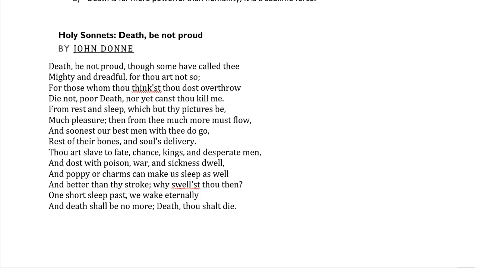Death, be not proud, though some have called thee mighty and dreadful, for thou art not so. Okay, this is clearly an idea here, isn't it? Some have called thee mighty and dreadful, but thou art not so. John Donne is saying death is not mighty and dreadful. Jot that down, because that's the exact opposite of what Lord Byron is thinking about with death. With Lord Byron, the idea of death is far greater than humanity, and death is terrifying.